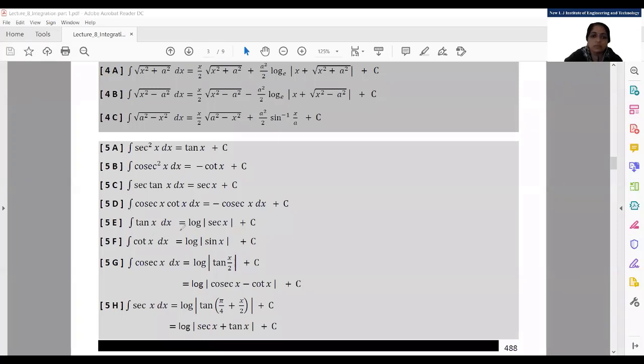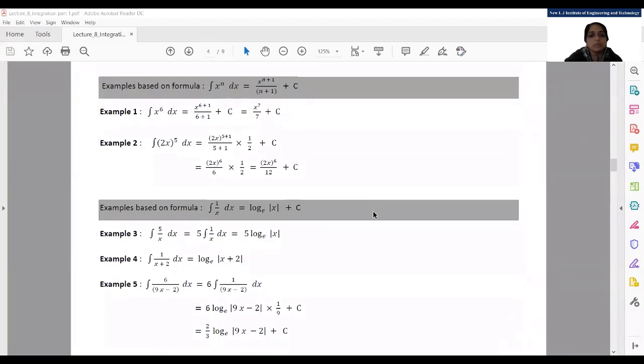Integration of tan x is log sec x. Integration of cot x is log mod sin x. Integration of cosec x is log mod tan x by 2, or we can write log cosec x minus cot x. And the last, integration of sec x is log mod tan of pi by 4 plus x by 2, or we can write log sec x plus tan x. So let's move on to the examples based on this integration.